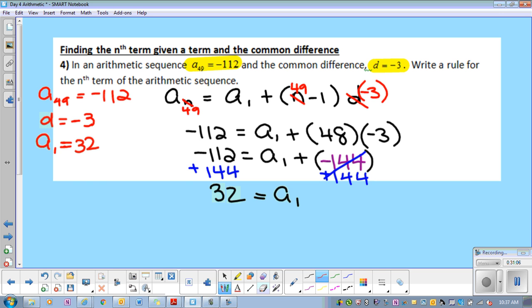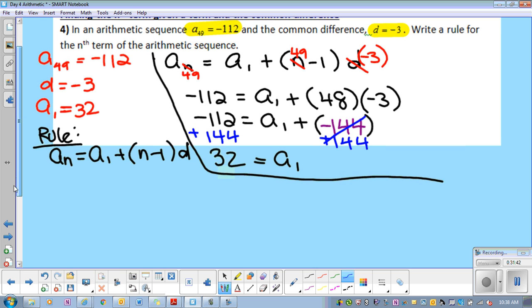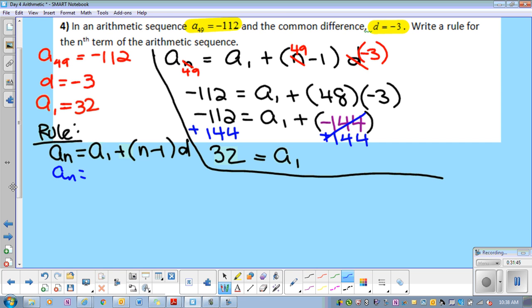That was step 1. Now step 2, you need to write the rule, which is basically what we were doing before. Now you're going to write this rule just with the n's. You had to plug in the n before so that you could get a sub 1. So now we're going to find the rule, which is a sub n equals a sub 1 plus n minus 1 times d. Now, a sub n equals, a sub 1 is what? What do we find? 32. 32 plus n minus 1 times d, which is negative 3.